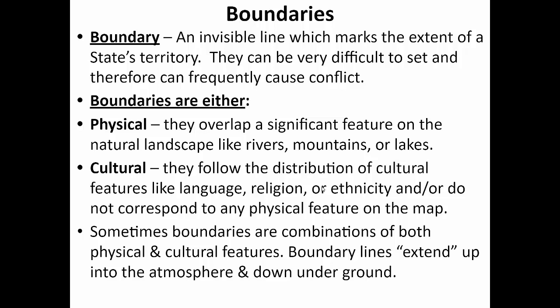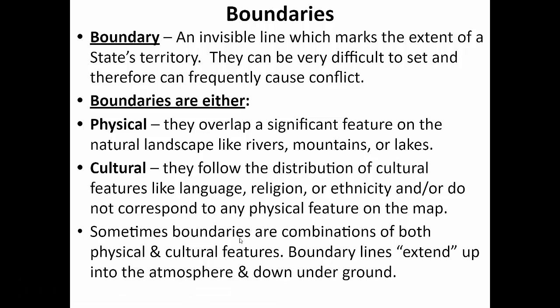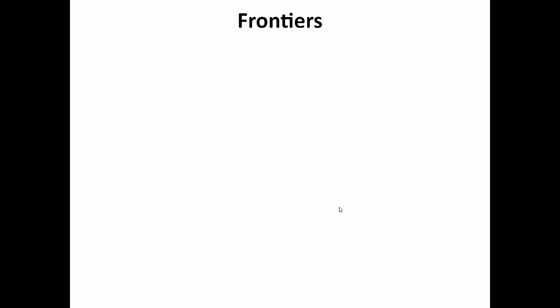Now, hey, here's the thing. Most of the time, boundaries are a combo of physical and cultural together. In some parts of the boundary, it may be a physical obstacle. In others, it may be man-made or cultural. So, for instance, look at the United States, right? Just with our boundary with Canada, we have physical boundaries, the Great Lakes, that are our official boundaries. And then we have some cultural ones, like the 49th parallel, which is a straight line, right, that we draw from the Great Lakes all the way to the Pacific Ocean. So again, it's a combo of both physical and cultural together.